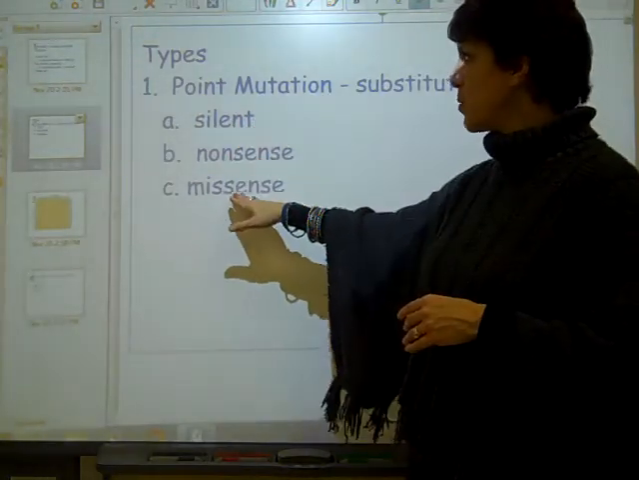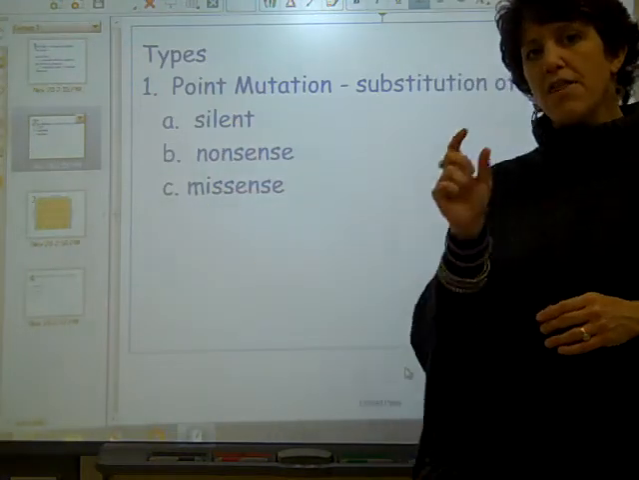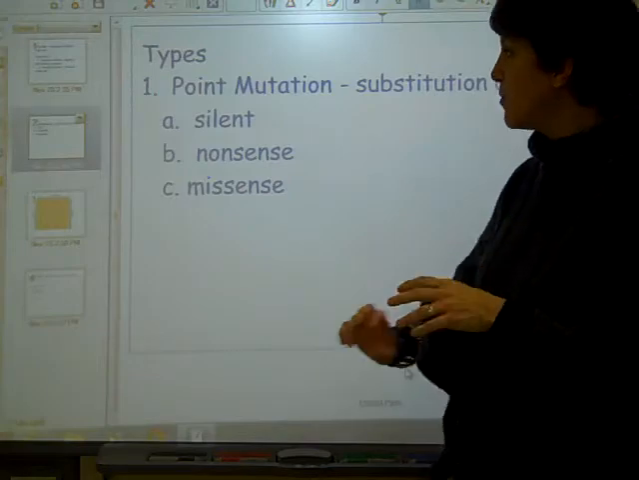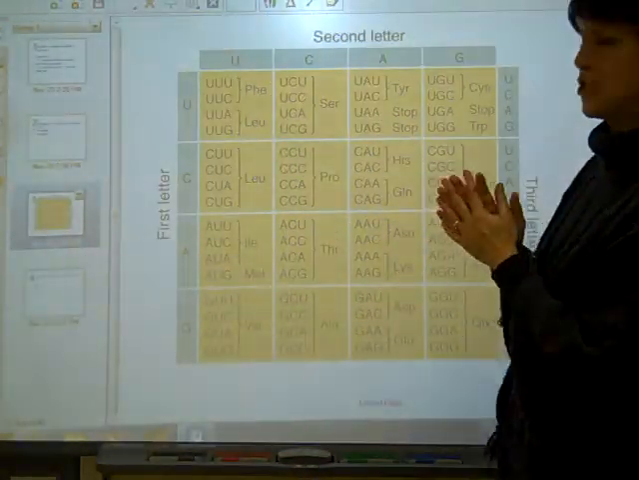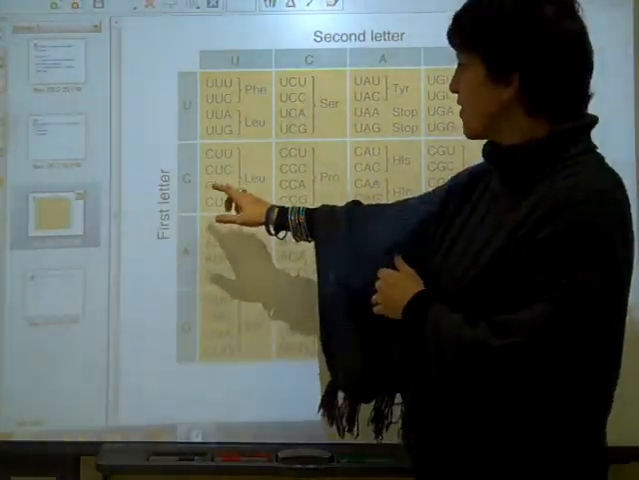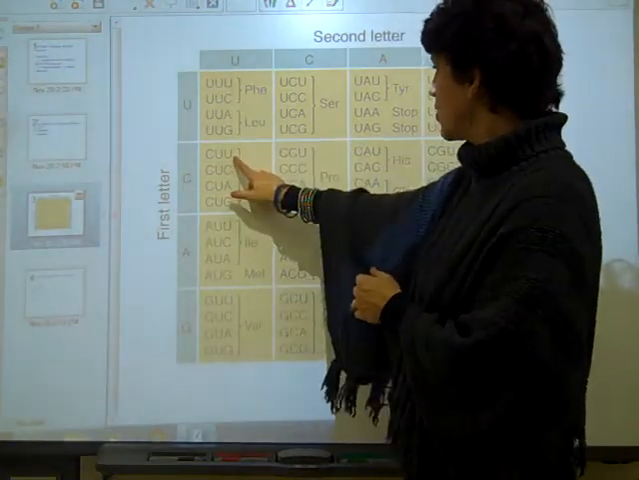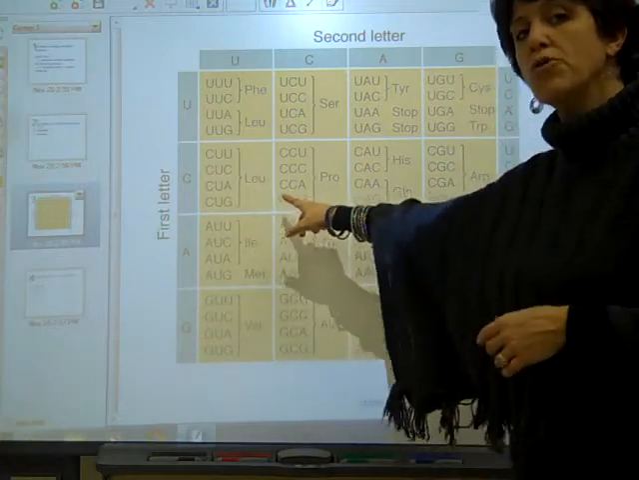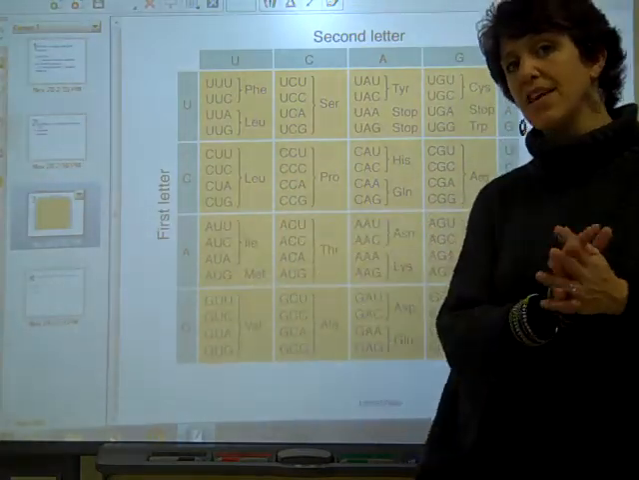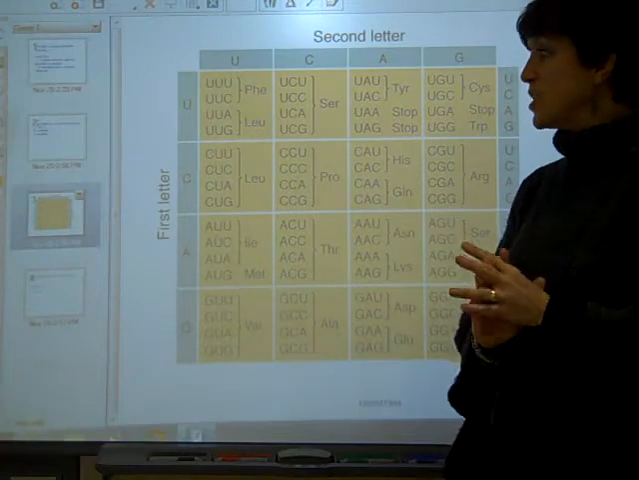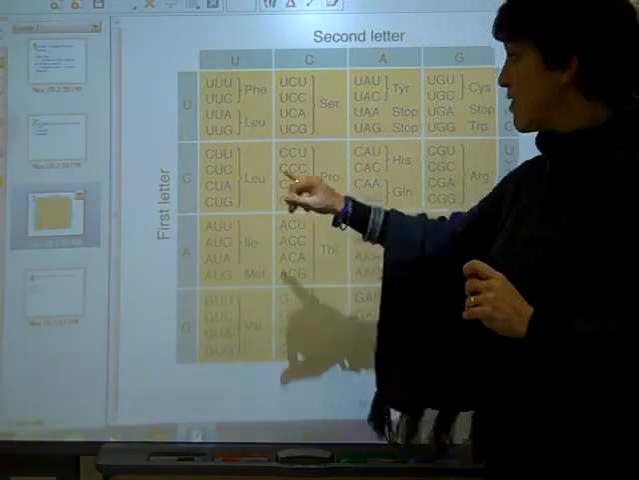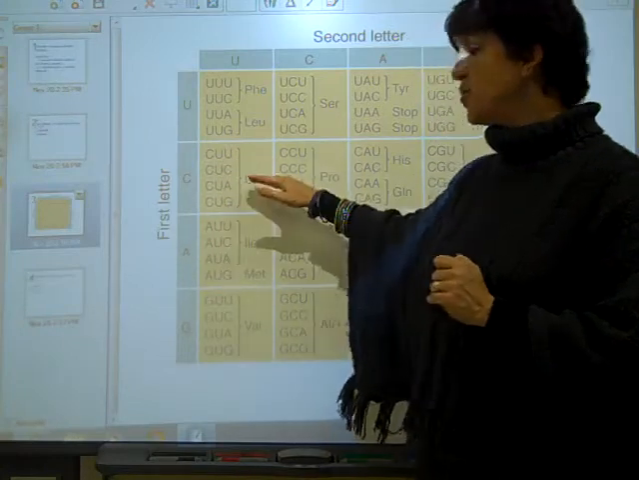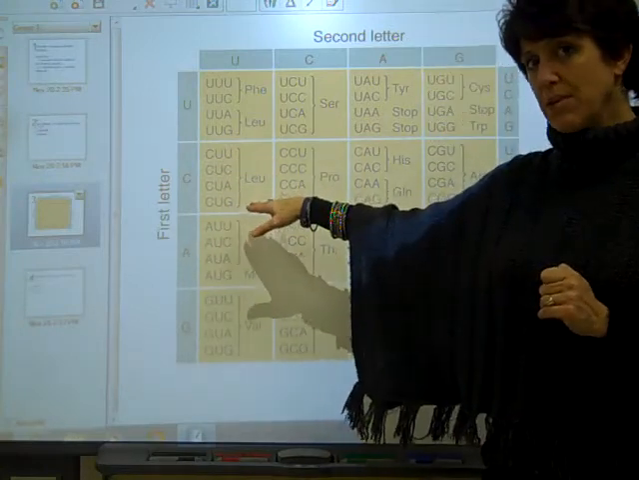Three types of point mutations. If it is silent, the substitution did not change the amino acid that it was coded for. So let me bring up the genetic code here and show you what I mean. If you look at the codon CUU, or CUC, or CUA, or CUG, they all code for leucine. The amino acid that they code for is the exact same one. So if the mutation was in the third spot of the triplet, no matter what it changed to, it would still code for the same amino acid.